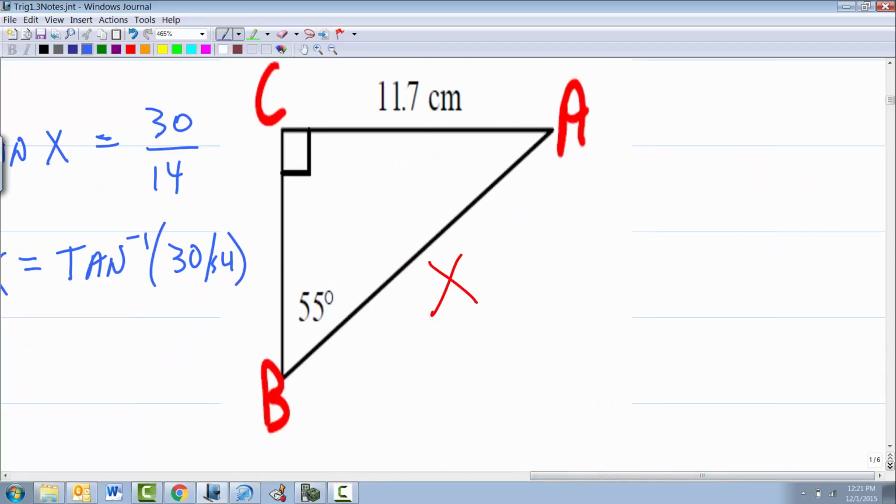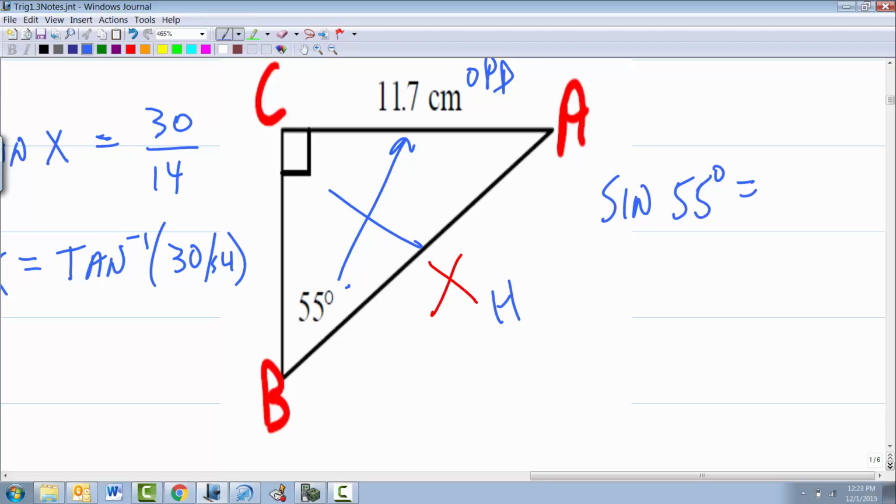Last one, just for more giggles, and then we'll have a seat. Most are done. What side is this? What side is this? And what's this? What deals with opposite and hypotenuse? But you sine the angle, and that equals 11.7 over x. Yet again.